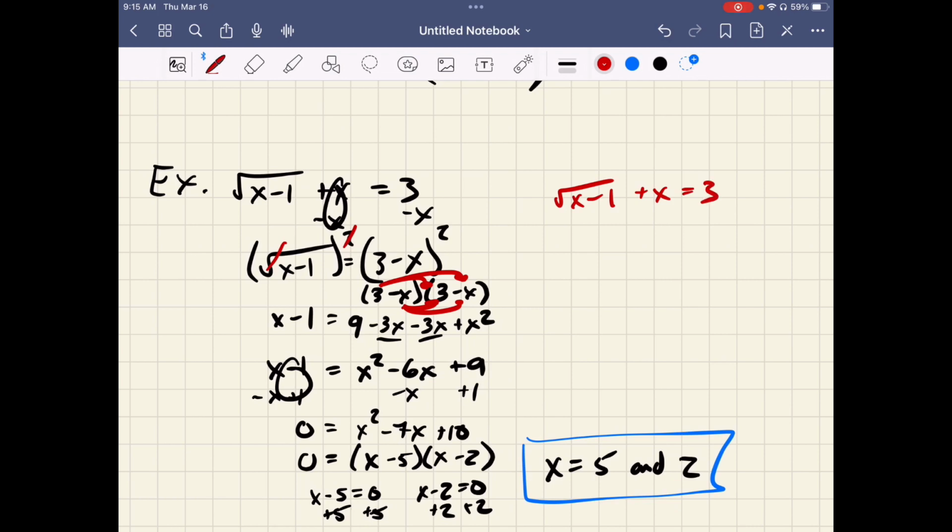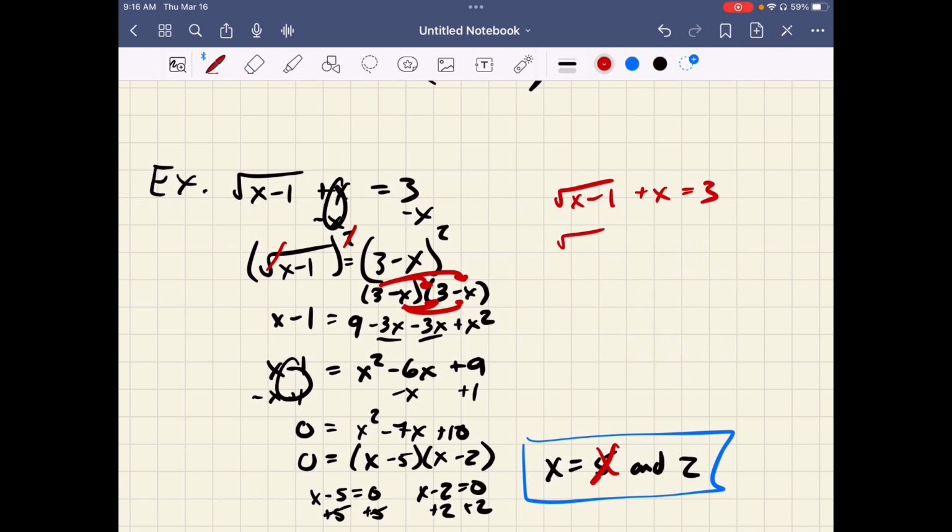So I'm going to start by plugging the 5 into both the x's. So I have the square root of 5 minus 1 plus 5 equals 3. And then I get the square root of 4 plus 5 equals 3. Square root of 4 is 2, plus 5 equals 3. 7 equals 3. And I know 7 does not equal 3, which makes 5 extraneous, so I'm not going to use it. All right.